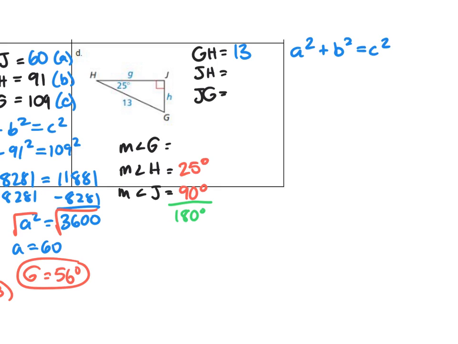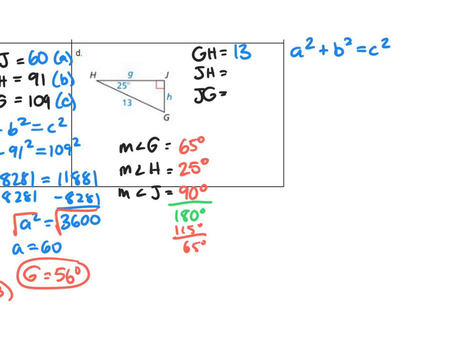So in here, you're going to get 115 degrees when you add those up. Subtract from 180, you're going to get 65 degrees. So right away here, I can solve for all three angles. So I'm done there. But now how do I take this information and solve for the side lengths?